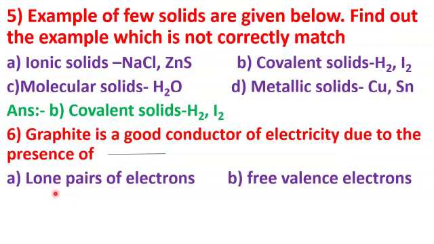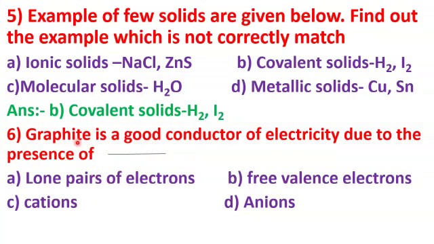Option A, lone pairs of electrons. Option B, free valence electrons. Option C, cations. Option D, anions. So here you have to give the reason for the conductivity of graphite.